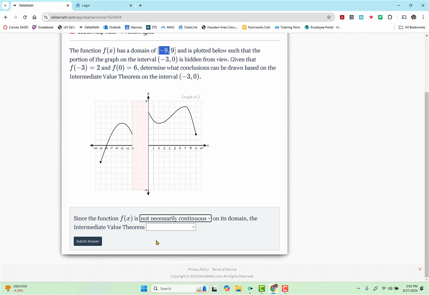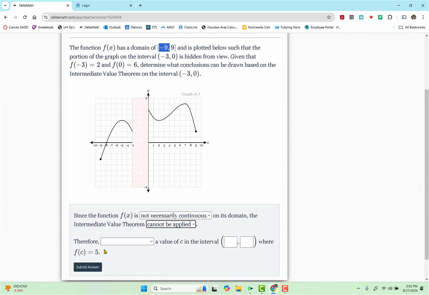Not necessarily, because they didn't tell you, on its domain, the intermediate value theorem cannot be applied. Therefore, there may exist, we don't know, because you don't want to say does not, because that means it does not exist, period. There may exist a value c on the interval negative 3 to 0 where f of c equals 5. Maybe, maybe not, because it depends on whether it's continuous or not.